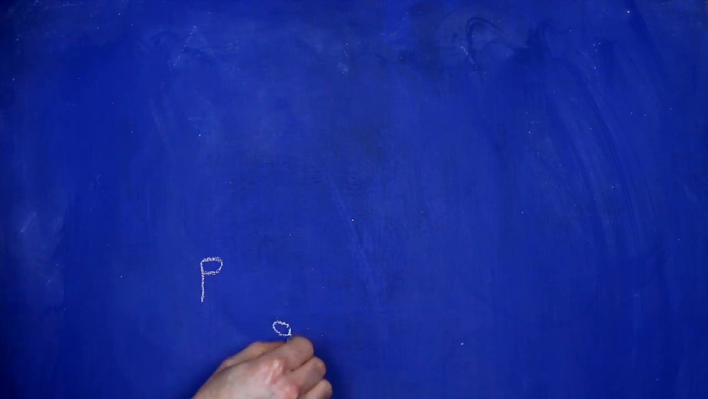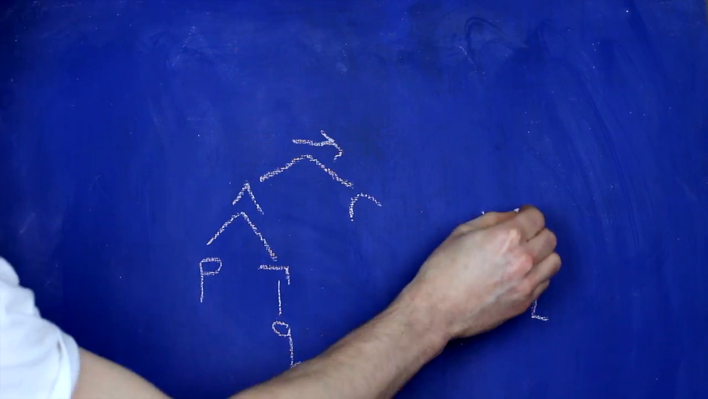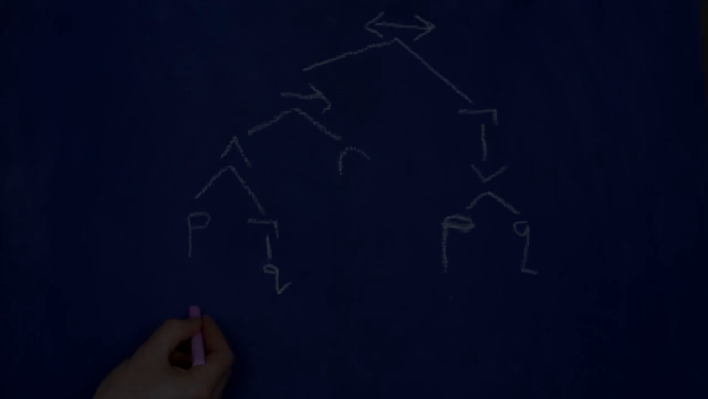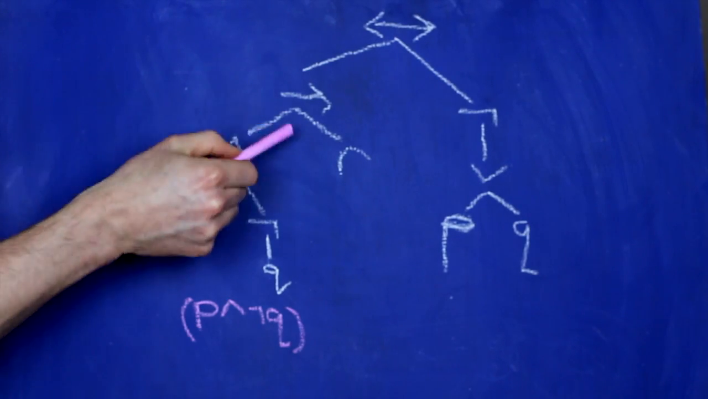A syntax tree is a tree whose leaves are primitive sentences and whose other nodes are connectives. Here's an example of a syntax tree. It corresponds to this sentence here.